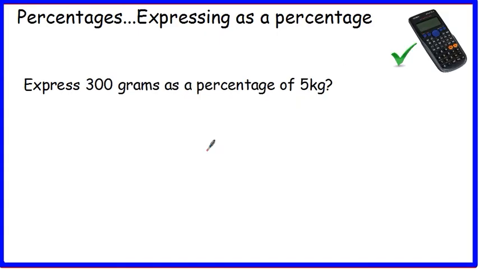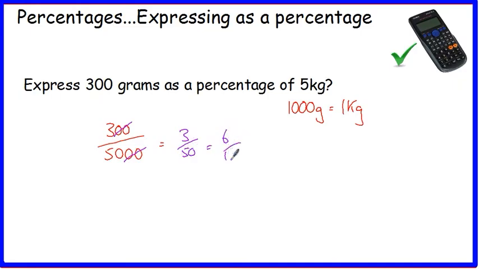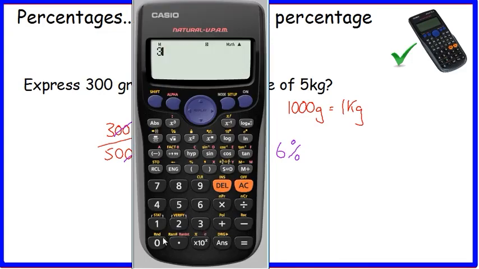300 grams as a percentage of 5 kilograms. There are 1,000 grams in 1 kilogram. So 300 over 5,000. This could be a non-calc question. Let's do this as a non-calc. Divide those two and those two. So 3 over 50 is 6 over 100. 6%. Just let me check. 300 over 5,000. 6%, yeah.